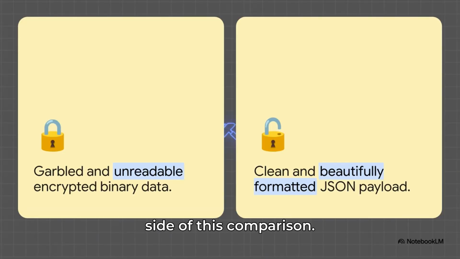And this brilliantly illustrates the payoff. Just look at the left side of this comparison. Before enabling SSL proxying, your intercepted HTTPS traffic is just garbled, unreadable binary data. You literally cannot debug that. But look at the right side. Once you trust that certificate in your keychain and enable SSL proxying for your target domain within Charles, wow, it decrypts the stream into a clean, beautifully formatted, fully readable JSON payload. The invisible suddenly becomes visible.